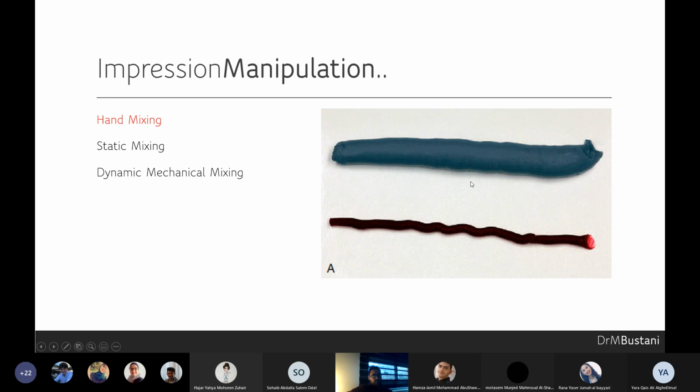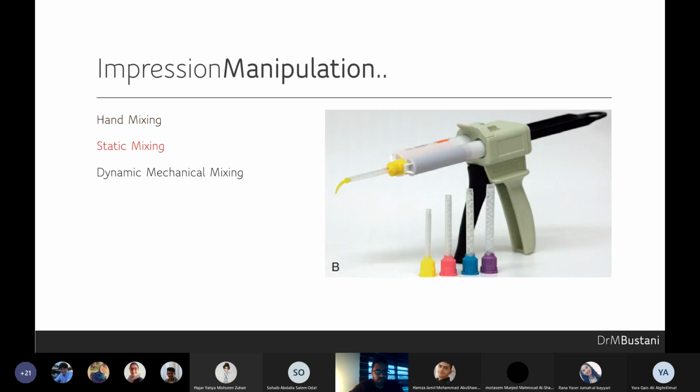Usually they have two distinctive colors. One of them is white, the other one's red. One of them is black or brown, the other one is white. You keep on mixing until you have a homogeneous mix, so you make sure that the ratios are proper. Okay. The other two techniques, which are preferable nowadays, are static mixing or dynamic mixing.